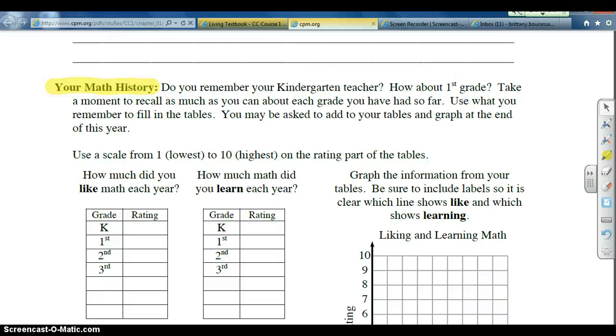Use a scale from 1 being the lowest to 10 being the highest on the rating part of the tables. In the first table, you're going to see how much did you like math each year. That's the question. So you're going to give it a rating from 1 to 10. In the second table, it says, how much math did you learn each year? So one of them is, do you like? One of them is, how much did you learn?